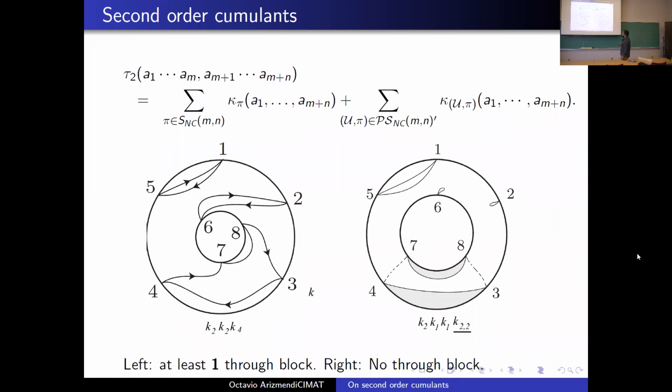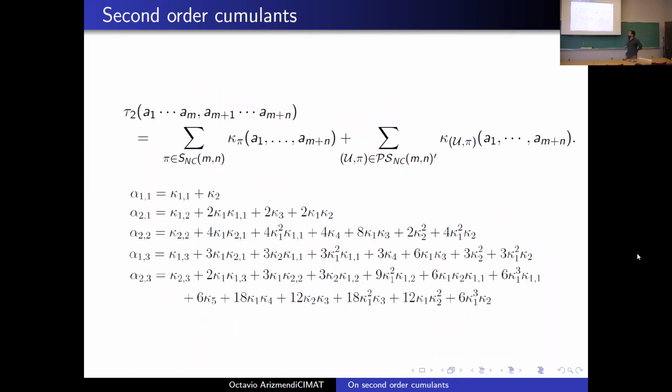Okay. At least one true block, and this has no true block. And as you pointed out, this has a kappa 2, comma 2. Okay, these are the first formulas that we already saw in the last talk. Some of them have second order things, and some of them have only first order things.